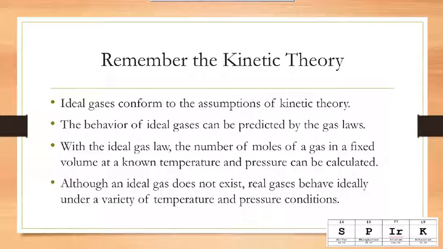Remember the kinetic theory. Ideal gases conform to the assumption of the kinetic theory. The behavior of an ideal gas can be predicted by the gas laws. With the ideal gas law, the number of moles of a gas in a fixed volume at a known temperature and pressure can be calculated, and although an ideal gas does not exist, real gases behave ideally under a variety of temperature and pressure conditions.